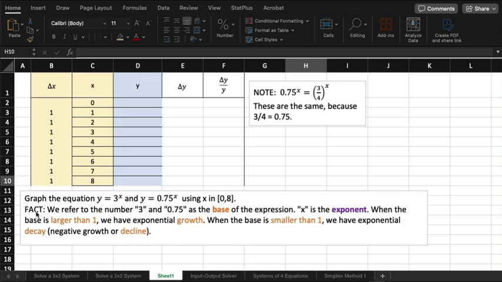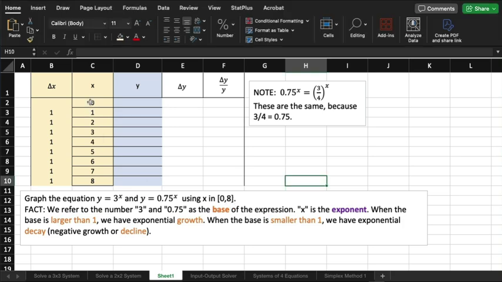So there's two equations. The first equation is y equals 3 to the x power, and the second equation is y equals 0.75 to the x power. The directions say to use x in bracket 0, comma 8 bracket. Just to remind everyone, when you see a square bracket like that, it means that is an interval, and the interval of x values starts at 0 and ends with 8.